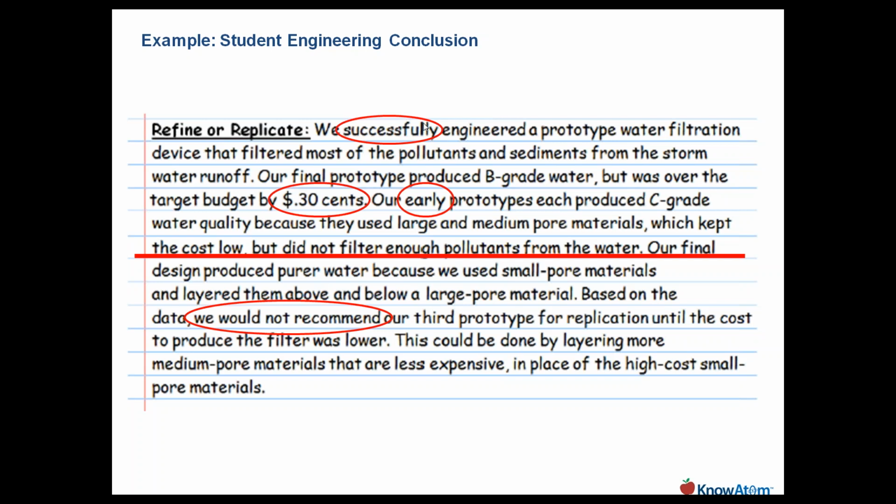And the other thing I didn't really like here was the fact that we said it was successful, but yet it was over budget. It's not really successful if it's over budget. And again, to make a qualitative judgment this way is something that, early in the year, as students are getting used to this sort of way of writing, you don't want to kind of cut them down at the knees.